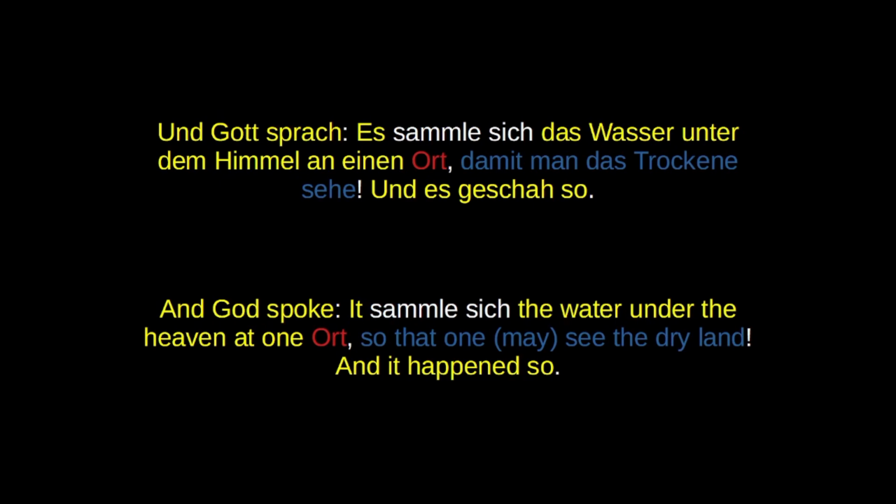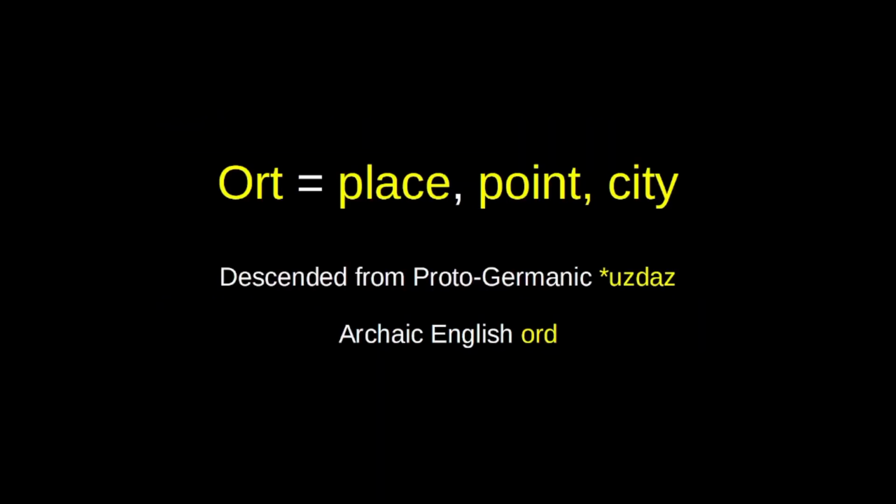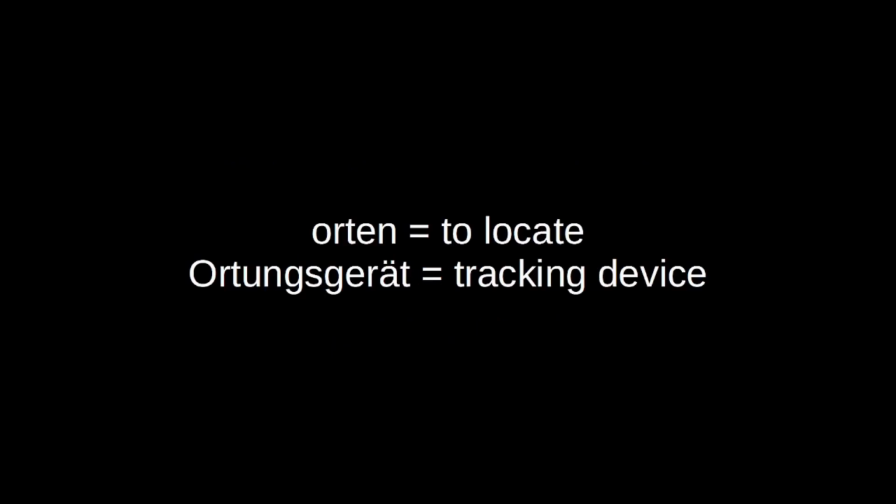Next I would like to take a look at the word Ort. Ort means place or point. It can also mean city. It is descended from the Proto-Germanic word usdas. In archaic Old English there is also a word called ord or erd, but that is not used in modern English anymore. There are also a number of German words that are derived from Ort. For example, orten, which means to locate. Ein Ortungsgerät is a tracking device, so a device that is used to track the location of an object.